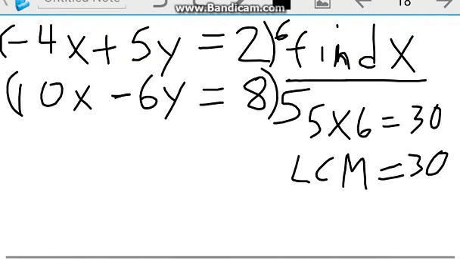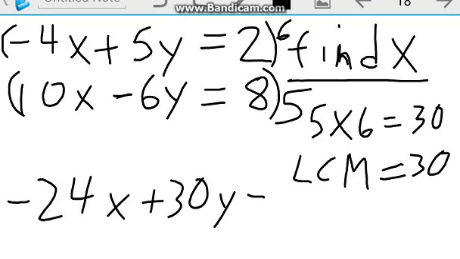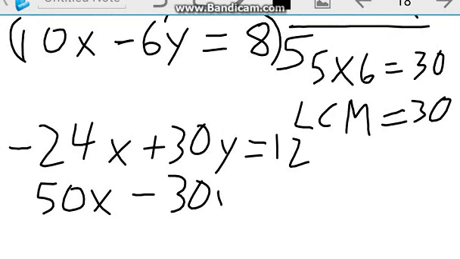So negative 4x plus 5y is equal to 2, so I'm going to multiply that by 6. So 6 times negative 4x gives me negative 24x. 6 times 5y gives us 30y, just like we wanted. And 2 times 6 gives us 12. 5 times 10x gives us 50x. 5 times negative 6y gives us negative 30y, just like we planned. 5 times 8 is equal to 40.